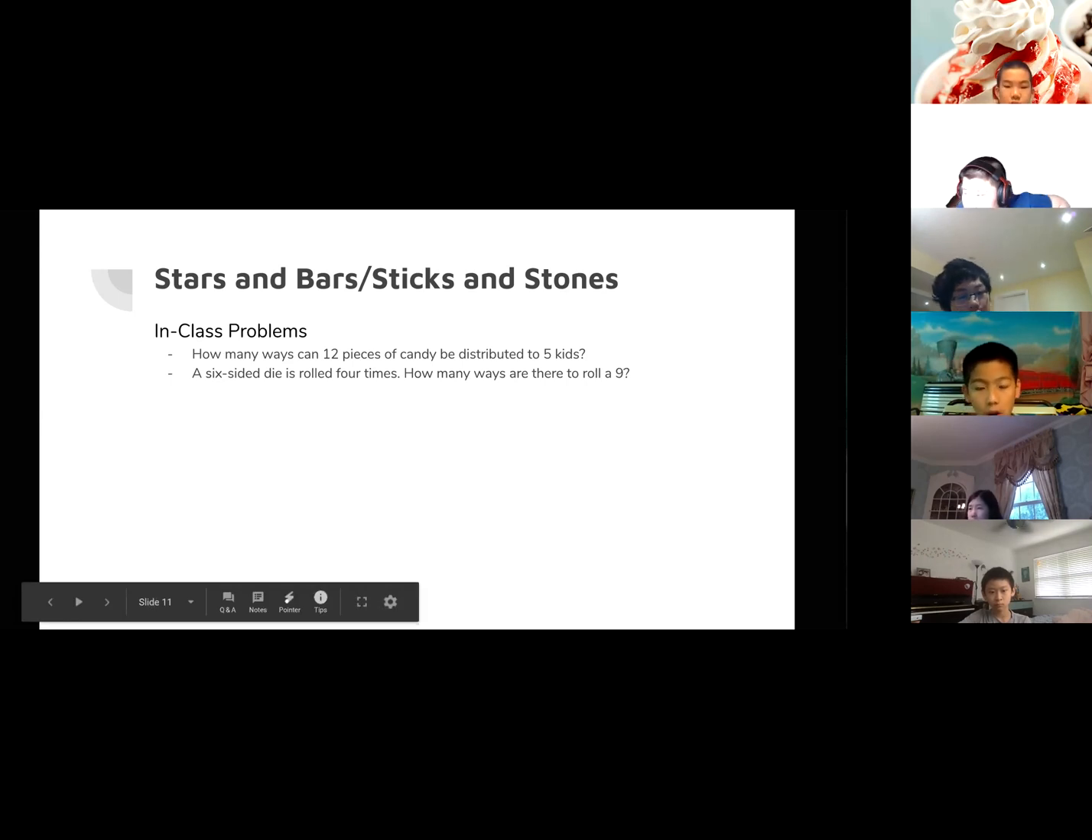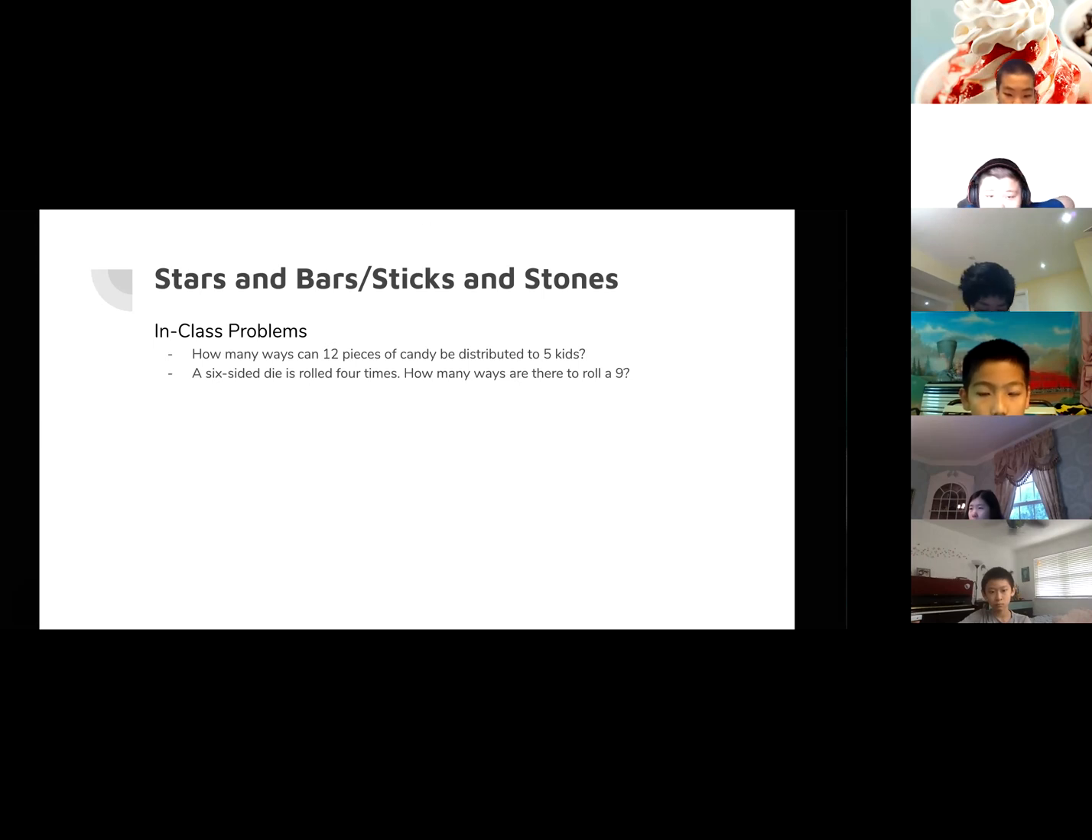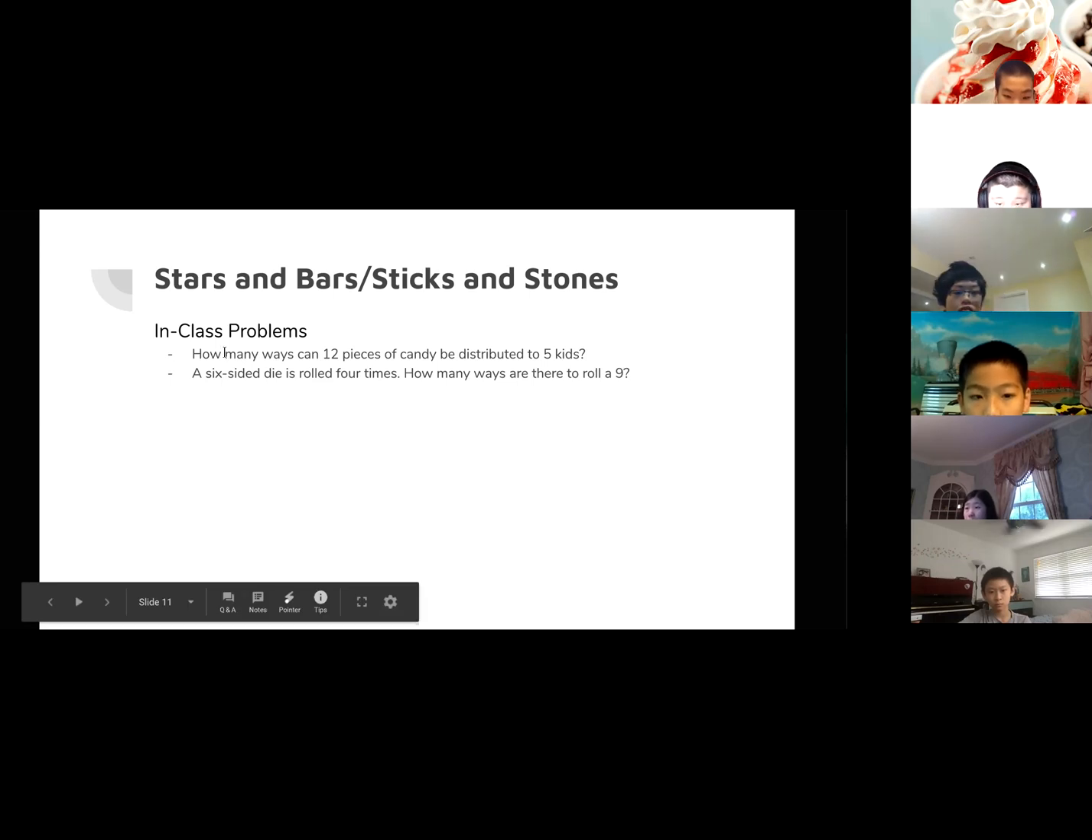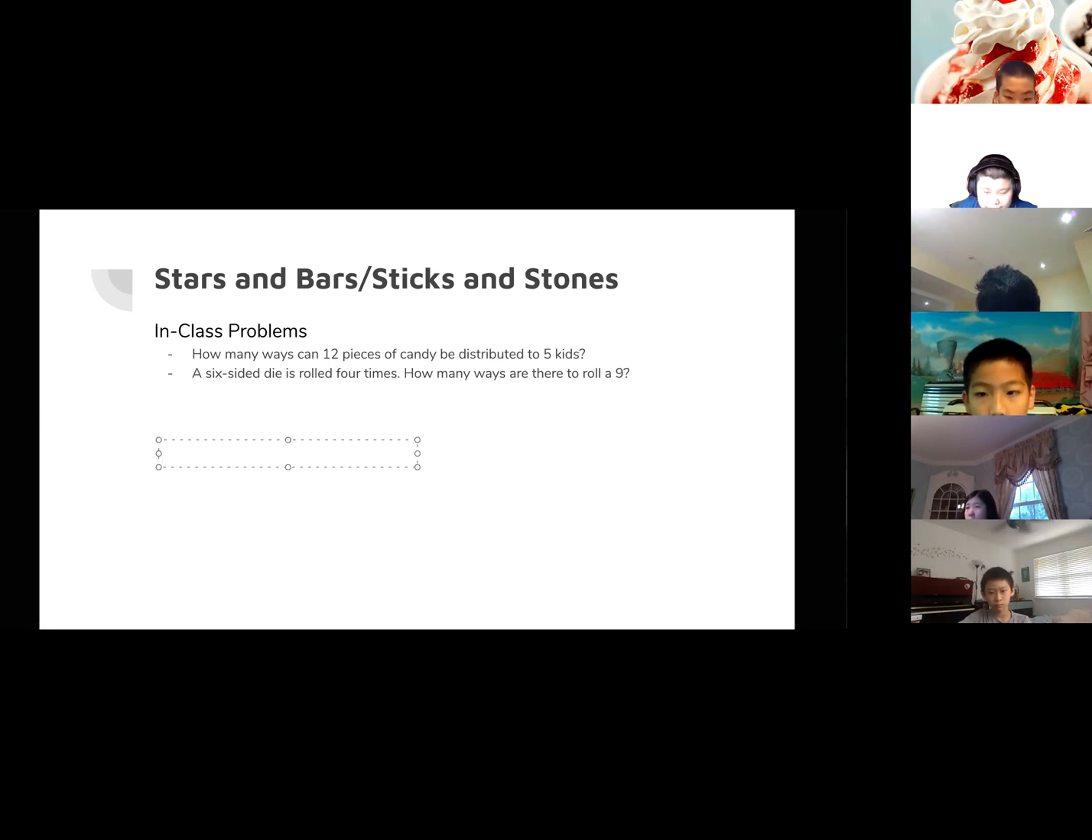So the first question is a straightforward application of stars and bars. So it's simply going to have 12 stars, which are the candy, and 4 bars, which are going to represent the 5 kids. So it's simply going to be 16 choose 4, which equals 16 times 15 times 14 times 13 divided by 4 times 3 times 2.